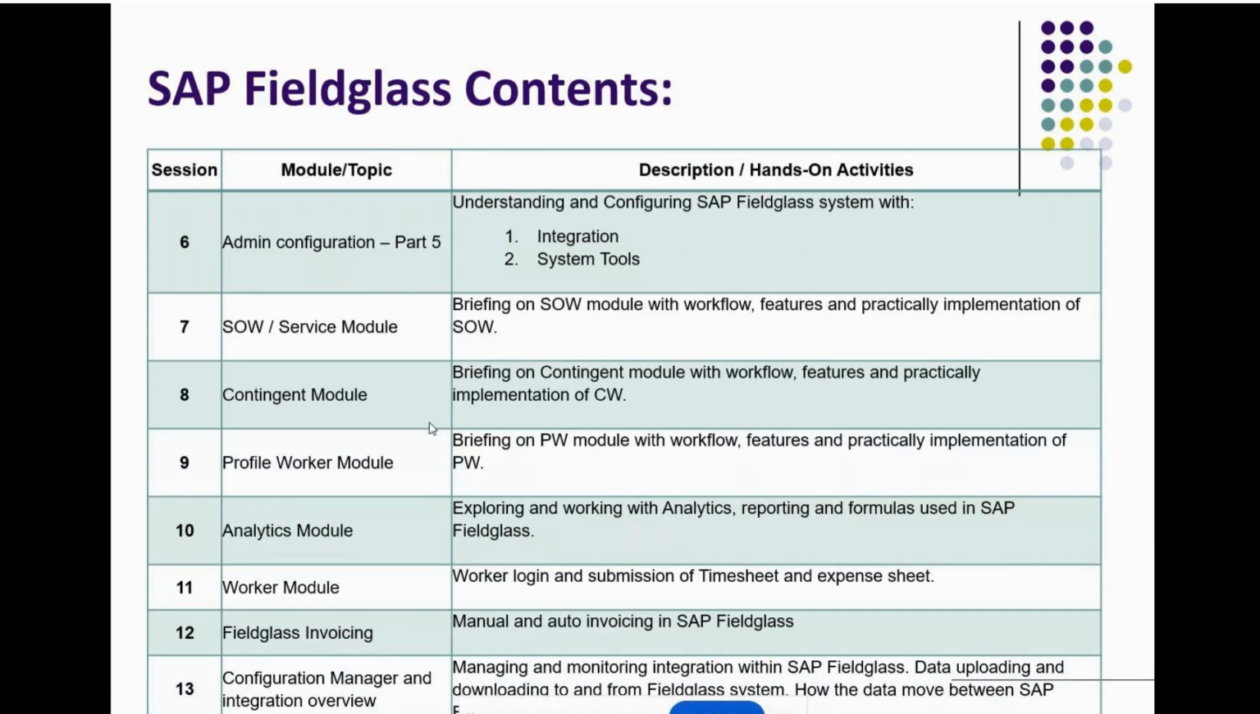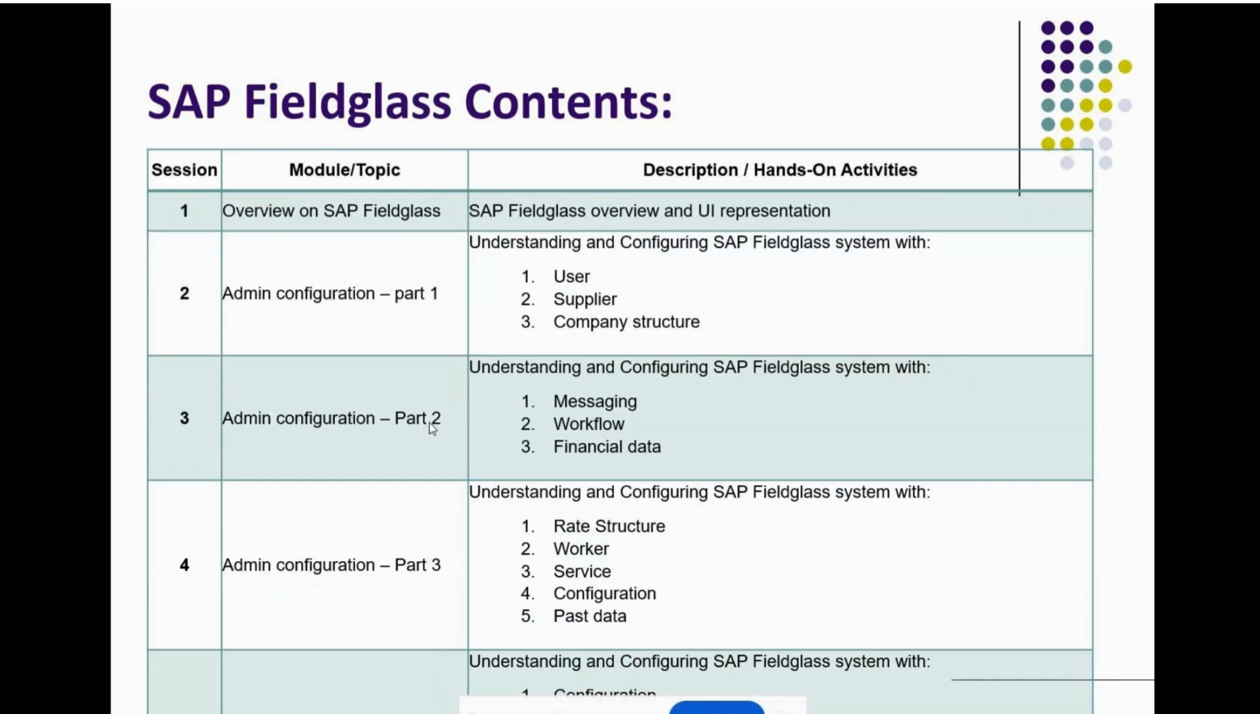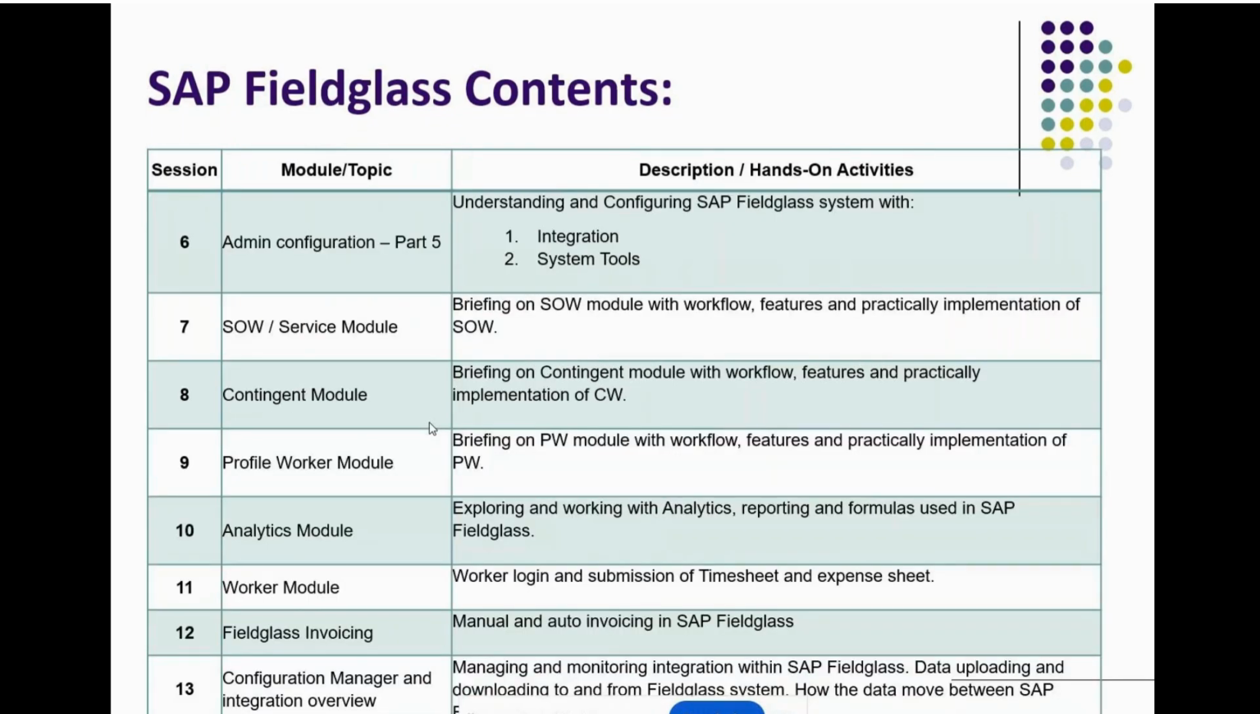I put the admin configuration part at the start because these are the base. Configuration is the base of SAP Fieldglass. After configuration, if you have an idea of it, we'll move to what the service module is and what contingent is. It will be very easy. I'll show you what the service model and the contingent model are in this demo, then you decide. Service model is easy, contingent module is easy. There is another module, the profile worker module, which I'll come to as well.